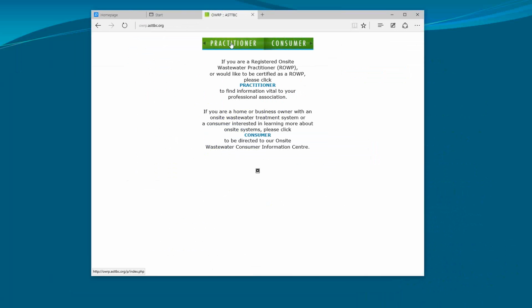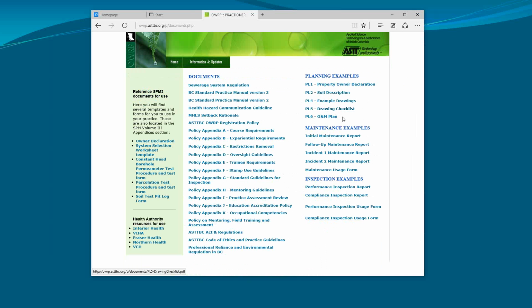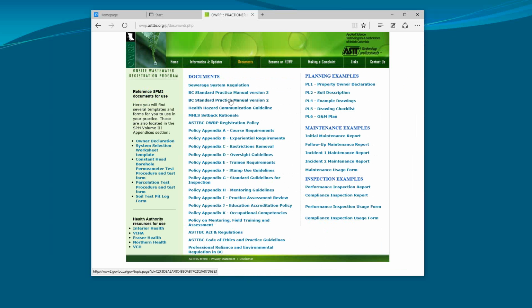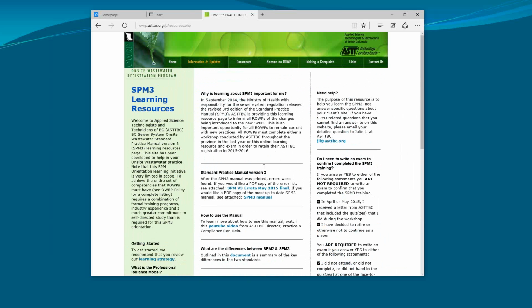Okay, so we go to the practitioner side, and there's a link to the page we're looking for. This page is the launch page for the OWRP, and has a lot of helpful links, including documents, which give you some planning examples. Somebody was asking about the SPM. There is a place where you can download a digital version of the SPM. Let's go back. We're trying to get to the Learning Resources page. There's the Learning Resources page.